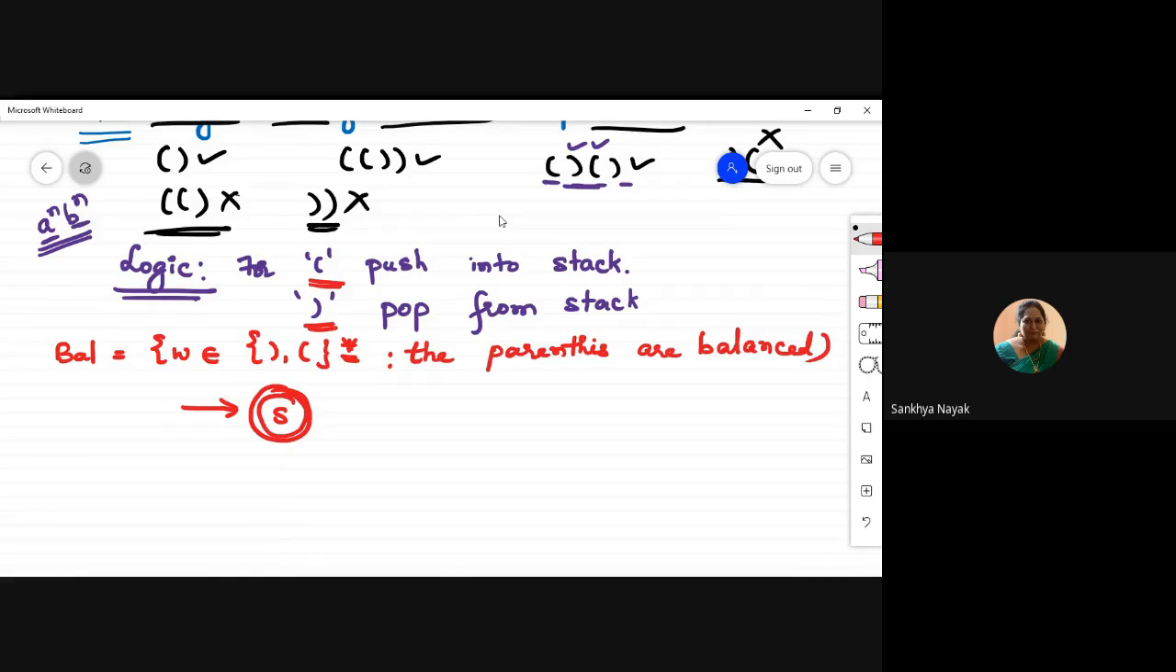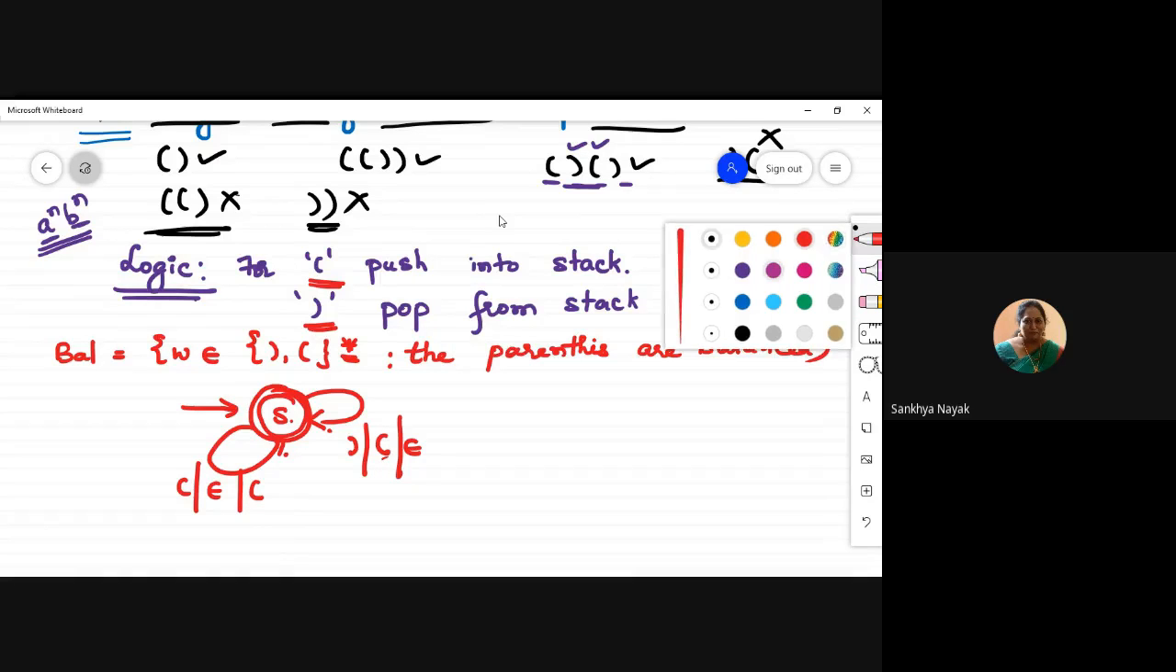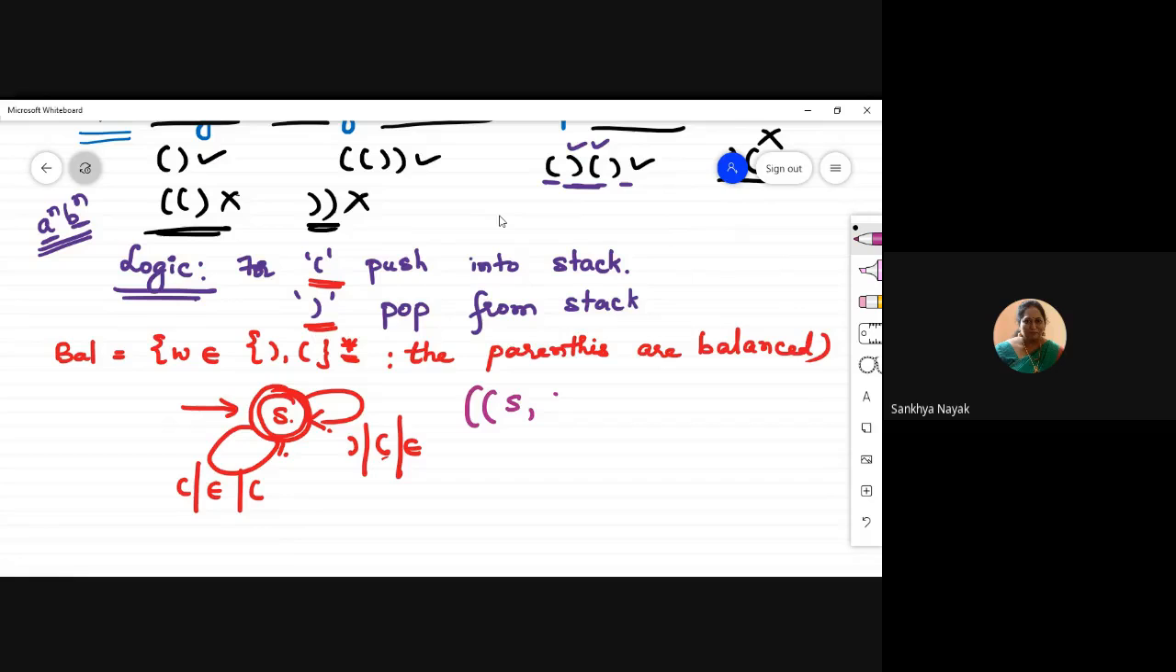Okay. So what did I say? I said if you are in a starting state, whenever you get an open bracket, it doesn't matter what is there inside the stack, push it. That's one transition. And whenever you get a closed bracket, and in the stack there is an open bracket matching it, then pop it. That's all. Very simple solution. Okay. So how do we write the transition function for this? As I said, if I am in a state called S, if I get an open bracket, it doesn't matter what is there inside the stack, I am going to push it.